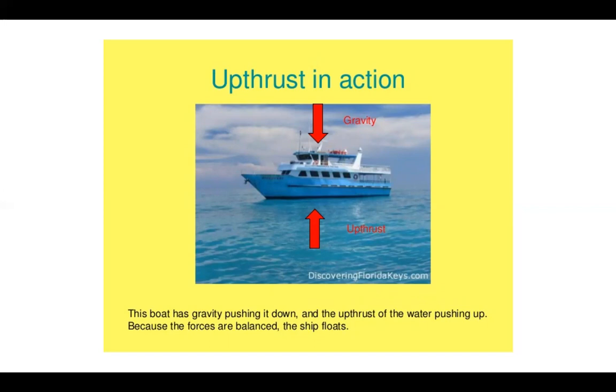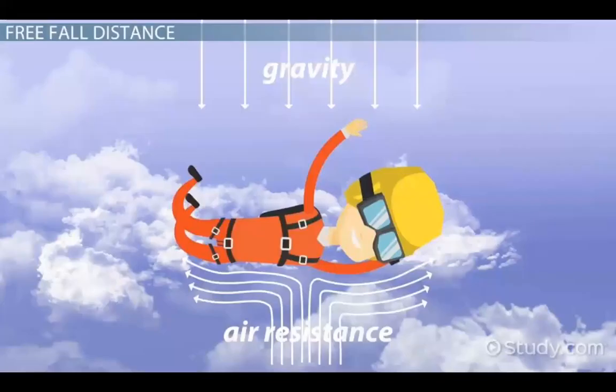The surface area of the boat and stuff like that is built in such a way to withstand the upthrust of the water pushing it and also the gravity pulling it down. And then we have air resistance. So air resistance, we usually look at free fall. Free fall means basically something that is falling in air, just falling freely in air.